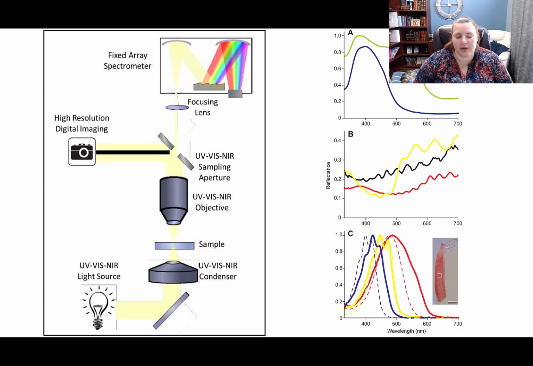Unlike color matching with our eyes, microspectrophotometry, try saying that 10 times fast, microspectrophotometry can provide an objective, quantitative assessment of a colored object, and it allows for comparisons of minute color differences that are not visible to our naked eyes.